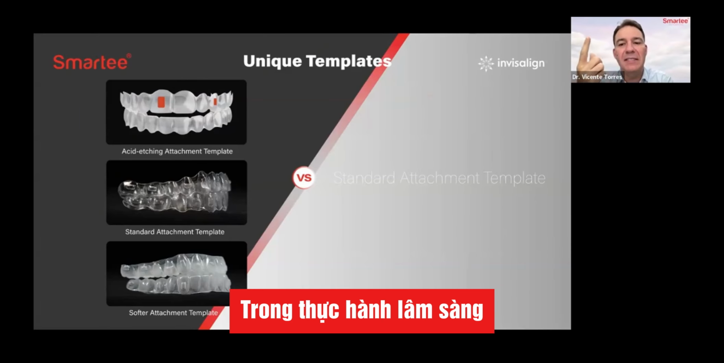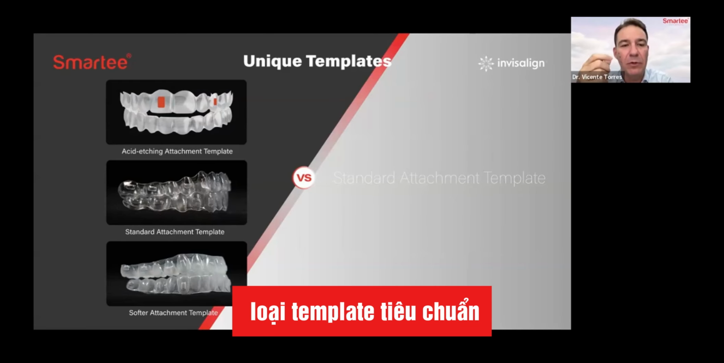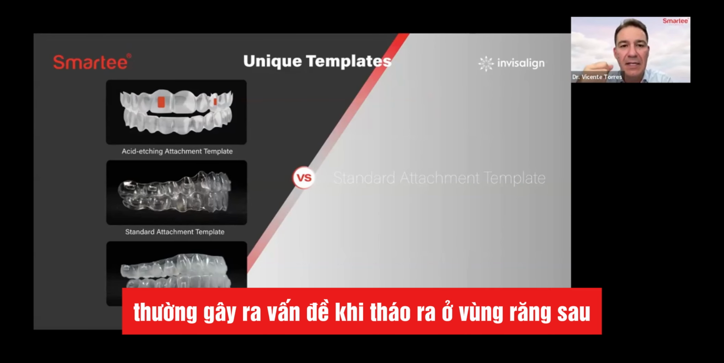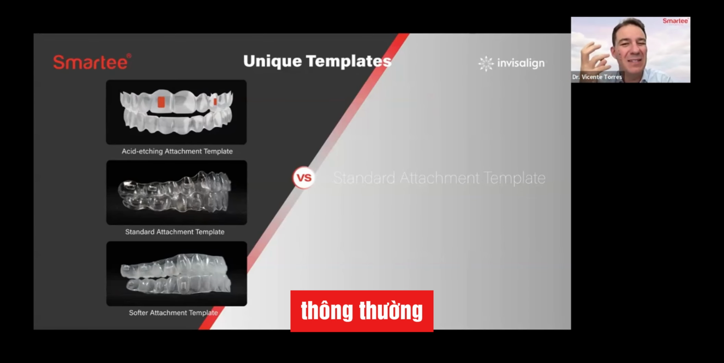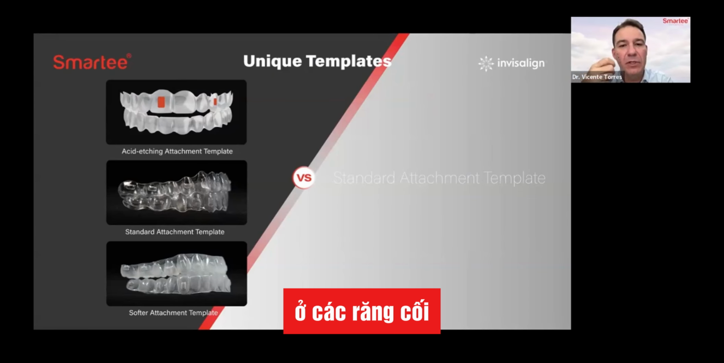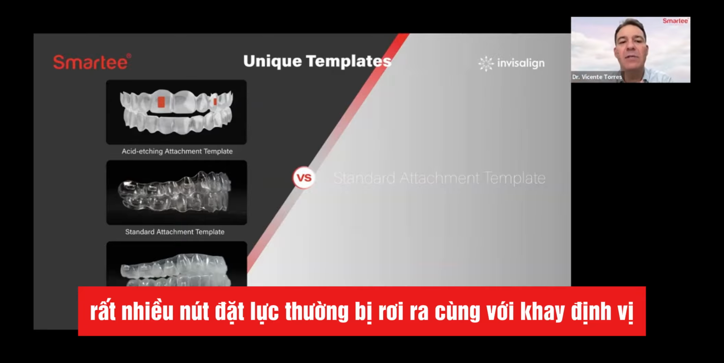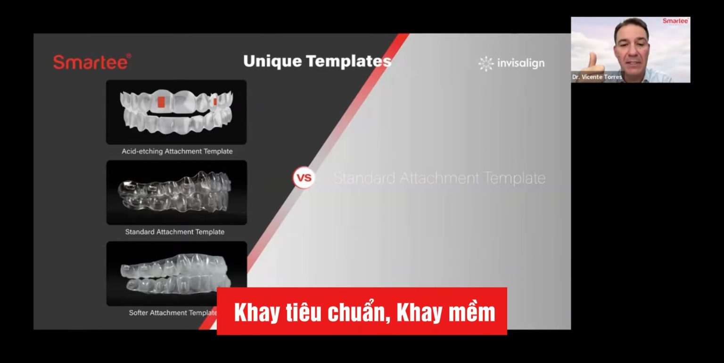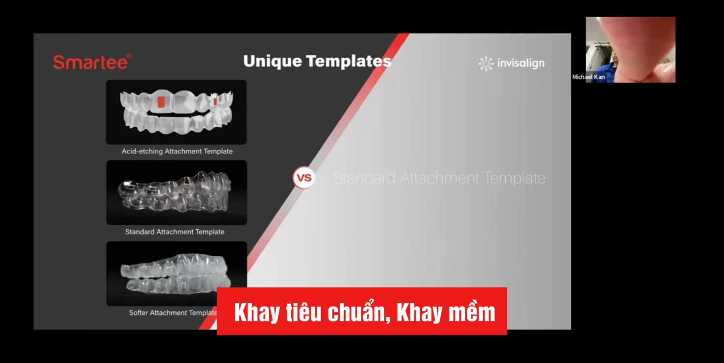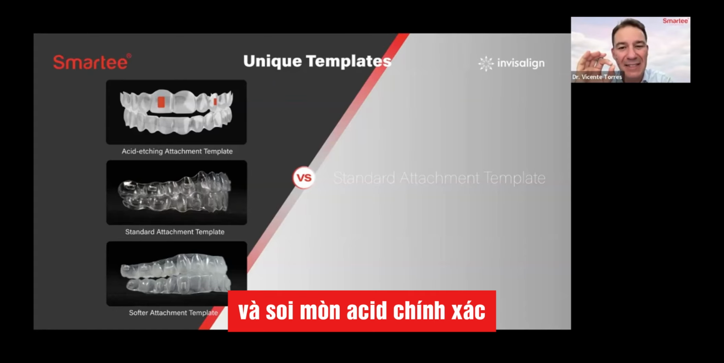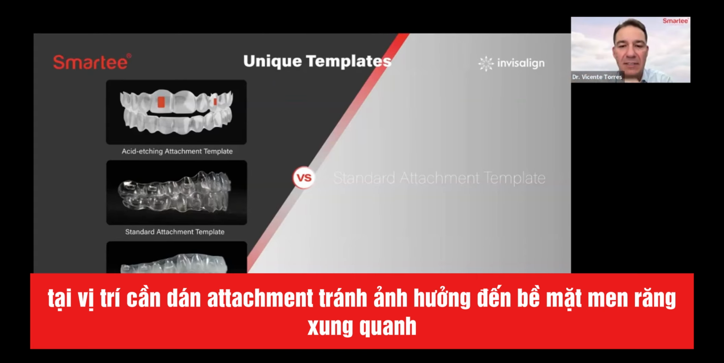We know that with this standard template we normally have problems when we remove the template in the posterior area, normally in the molar, where we remove it with the attachment, and a lot of times the attachment comes off with the template. Right now in Smartee we have the standard template, the soft template, and the acid attachment template. The acid attachment template is specific to put the acid in exactly the right zone when placing the attachment.